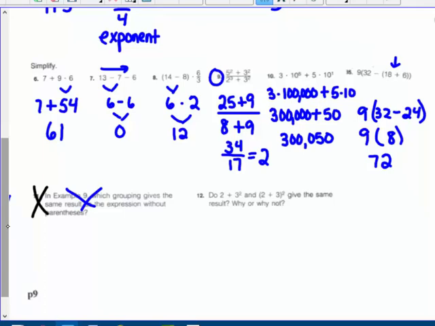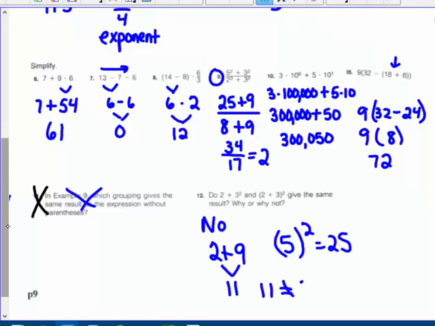Number 12. Do 2 plus 3 squared and 2 plus 3 quantity squared give the same result? Okay, Gabe and Emma, do 2 plus 3 squared and 2 plus 3 quantity squared give the same result? No, why not? Because in the second one you have to add first, and it makes 5 squared, which is 25. And Gabe, what would you do in the first one? You would simplify 3 squared first, which would be 9, and then 2 plus 9 is 11. And 11 does not equal 25.